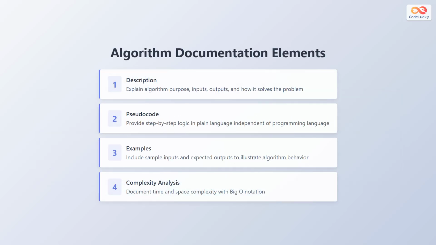Proper documentation of an algorithm is essential for its use and maintenance. First, include a description that explains the algorithm's purpose, what inputs it takes, what outputs it produces, and how it solves the problem. Second, provide pseudocode, which is the step-by-step logic written in plain language independent of any programming language. Third, include examples with sample inputs and expected outputs to show how the algorithm behaves. And fourth, include complexity analysis that documents the time and space complexity using big O notation. Good documentation makes algorithms easier to understand and maintain.